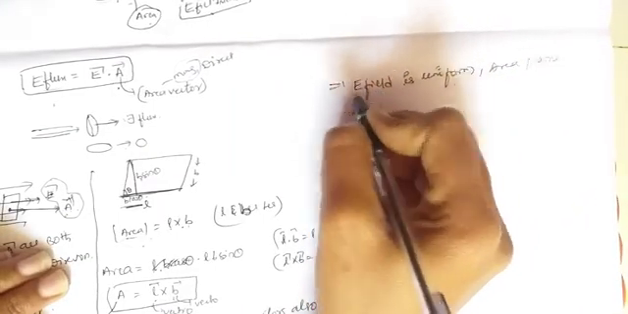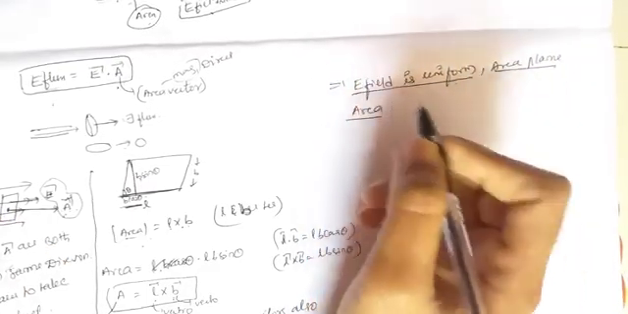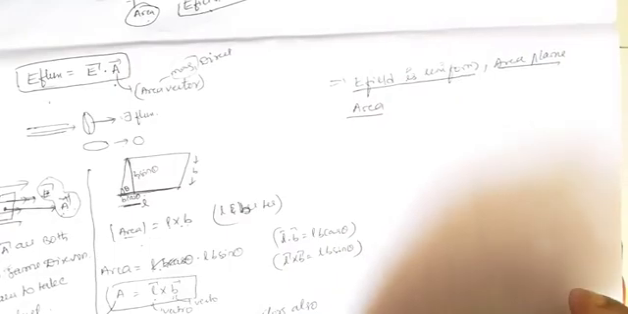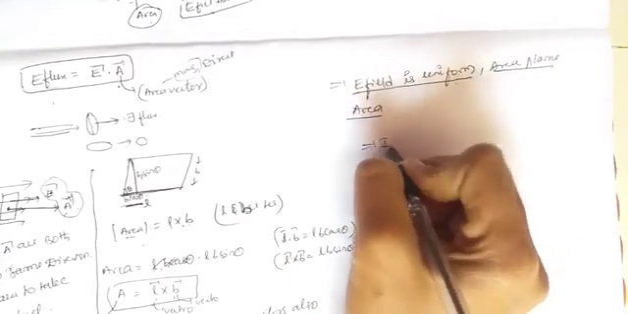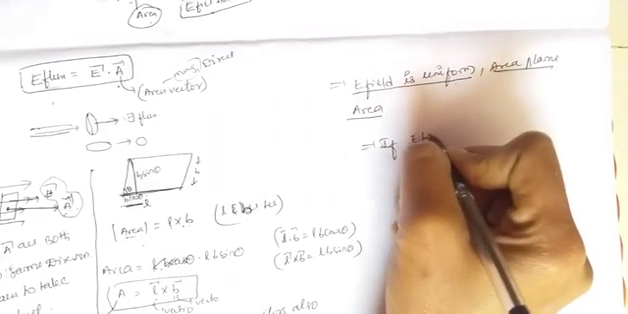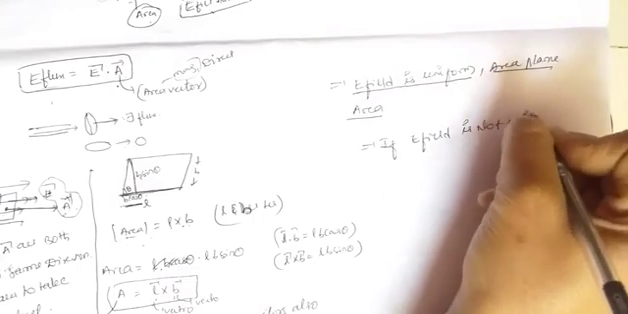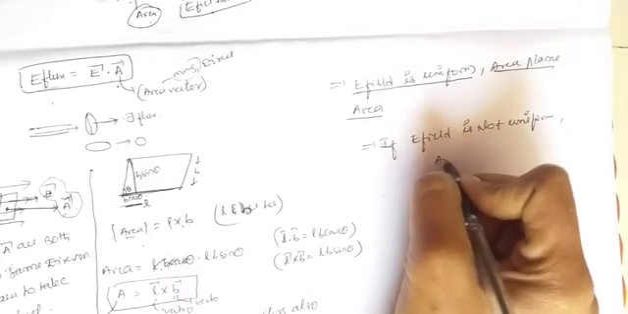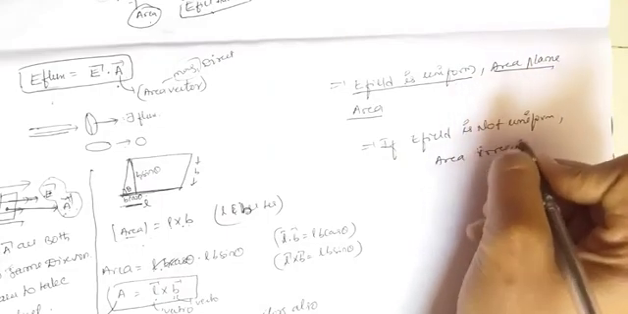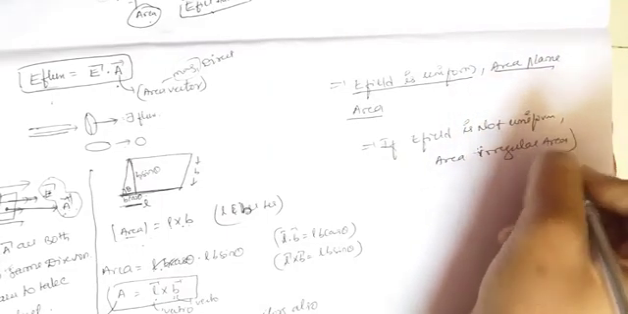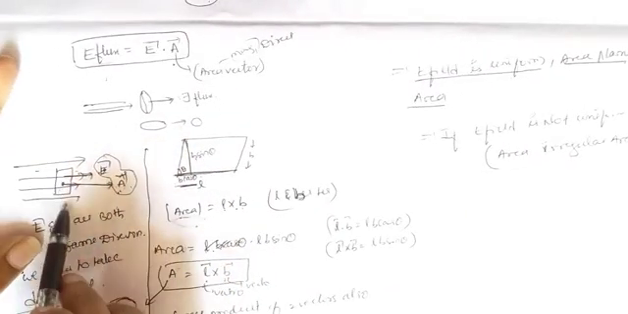Here we have taken that the electric field is uniform and the area is a plane area. Okay, so if we have some more situations, where the electric field is not uniform and the area is not a regular area, that is an irregular area. Okay, so here we are considering that the electric field is a uniform electric field.